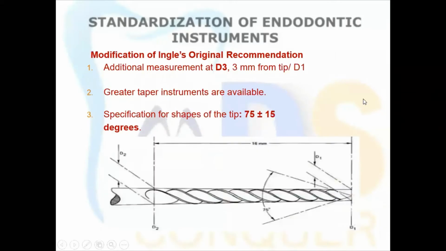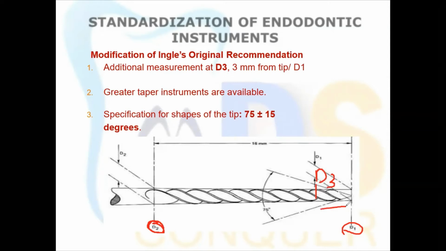Later, there were a few modifications which have been added. What are those modifications? Let's see. Previously, the tip was designated as D0. Later, it has been changed to D1, and D16, which was earlier designated, has been changed to D2. Additionally, one more measurement was given in the modified recommendation, that is D3, which is 3 mm from the tip.